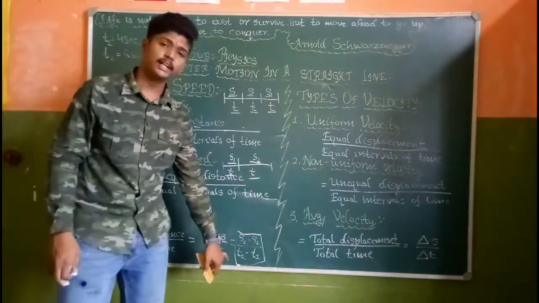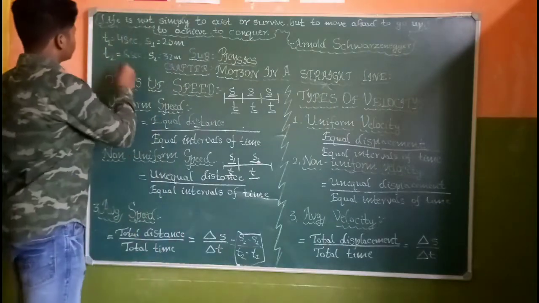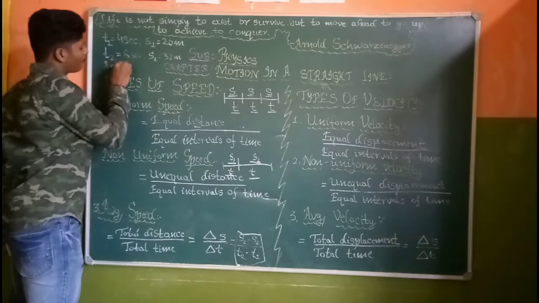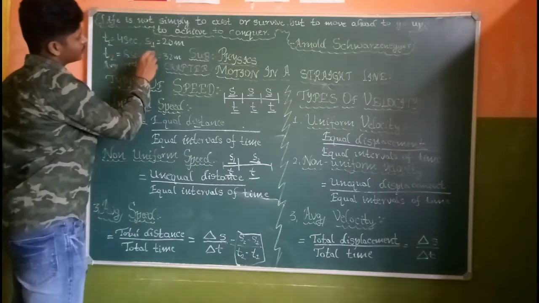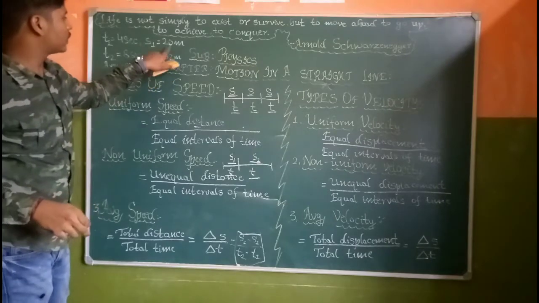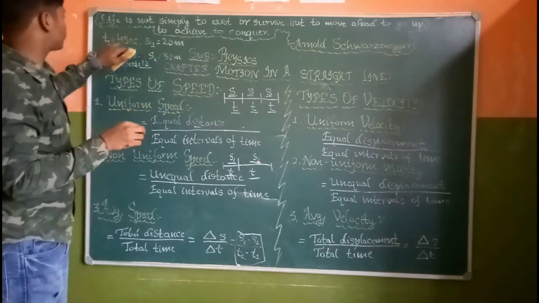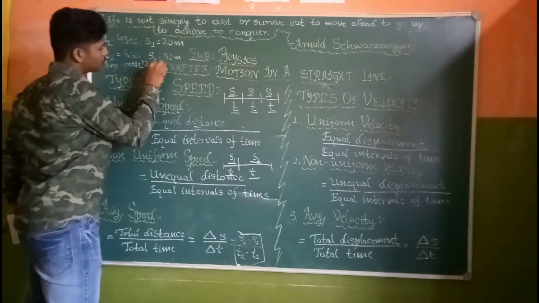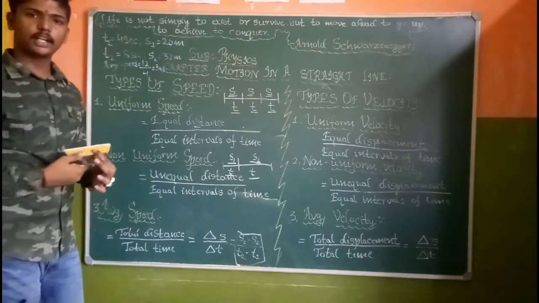s2 minus s1 by t2 minus t1, that is delta s by delta t. So you simply write average speed is equal to s2 minus s1, that is 12, by t2 minus t1, that is 8 minus 4, that is 4. So 3 meters per second. Okay, is it clear to you?